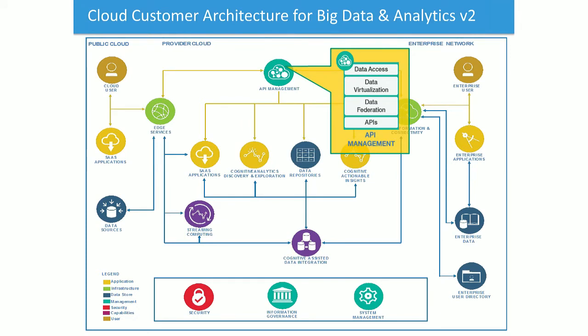The next chart is the API management for data access. This is what we added. In this API management, the subcomponents are data access, data virtualization, data federation, and open APIs that are constantly generated by different types of personas and users.